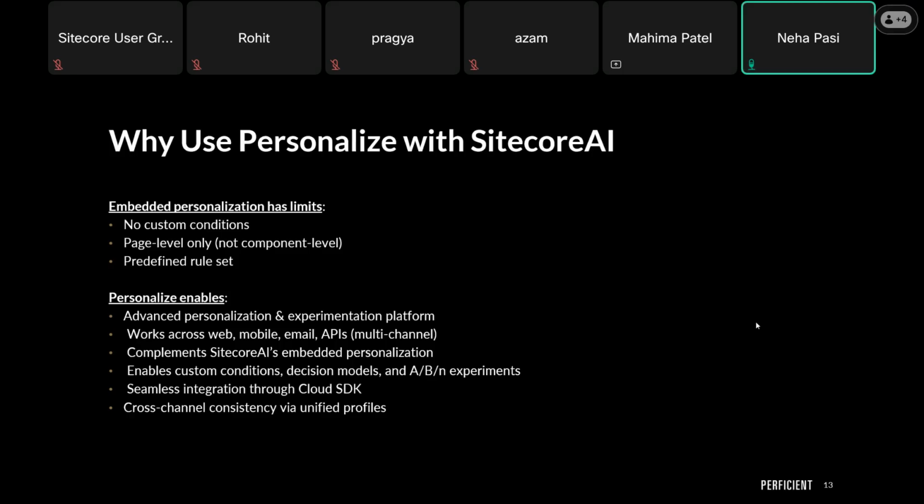Suppose you want to just personalize one component, change the content of it, you'll have to go and first create a page variant, and then you can go to the component, hide the component, or change the content, or those kind of things. So these two limitations are present with the embedded personalization of Sitecore AI. And this is exactly where Sitecore Personalize comes into the picture and is very powerful.